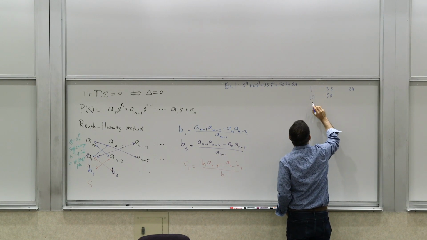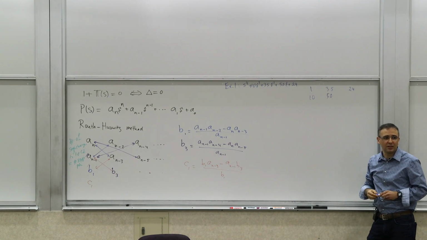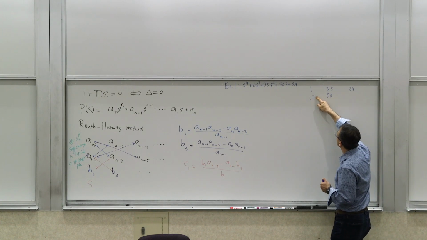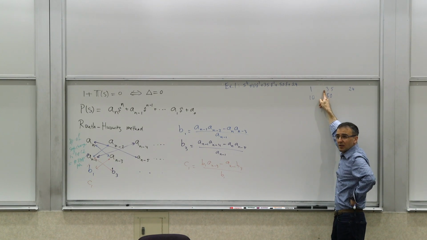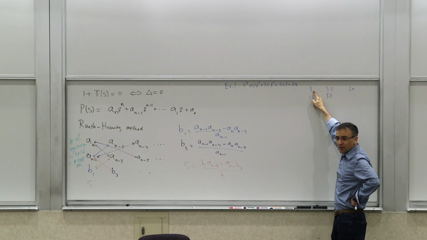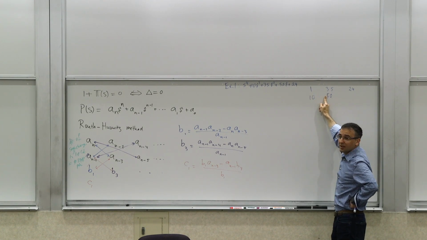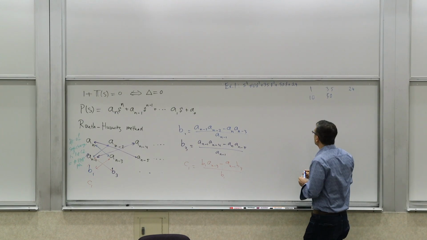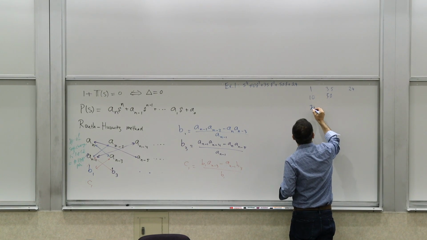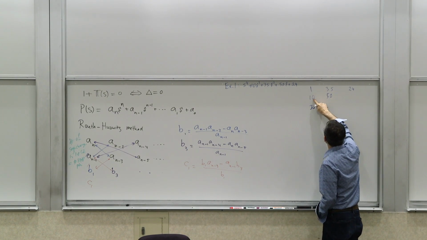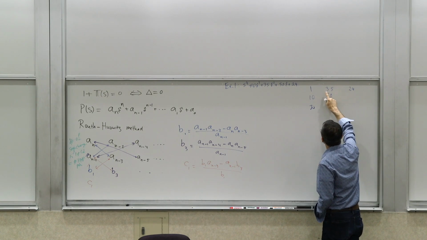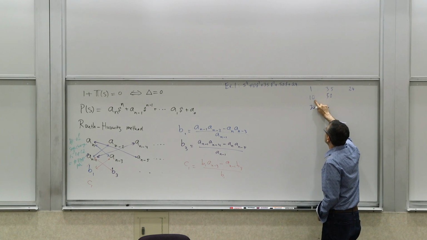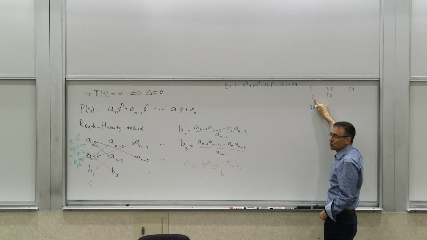Now look at the first step. The first step is 10 times 35 minus 50 times 1. So 350 minus 50 is 300, divided by 10, gives 30. Then you do this one. It's 10 times 24 minus 0 times 1. So it's basically 10 times 24 divided by 10, which is just 24.